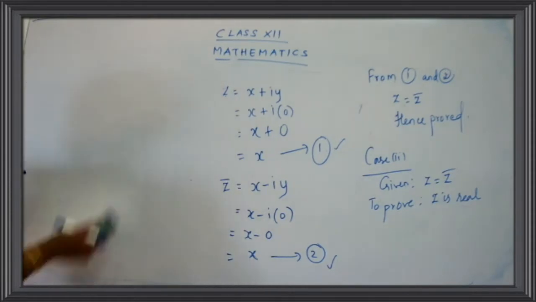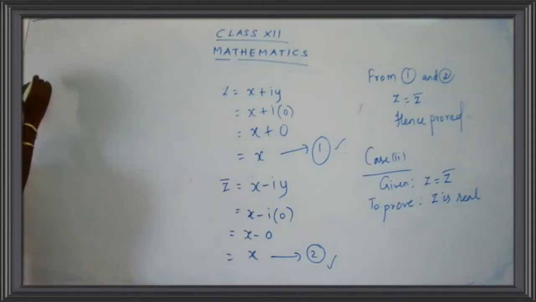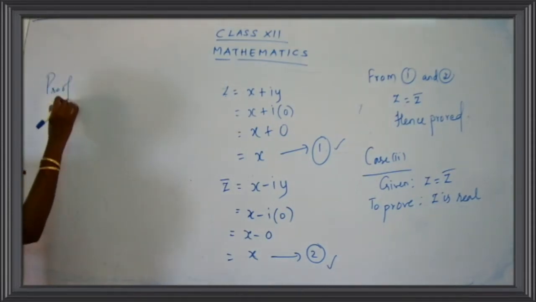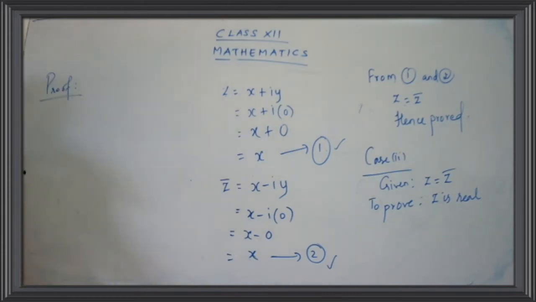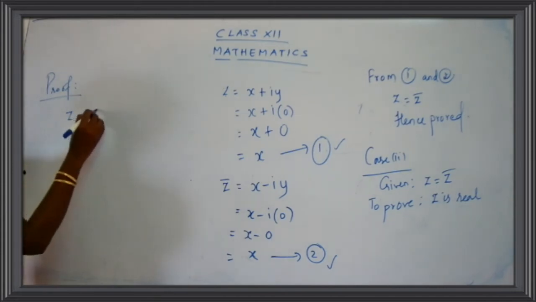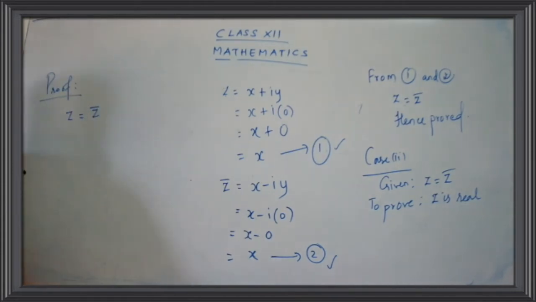Give the heading, proof. Okay. So what is given to us, children? Z is equal to Z bar. So write down here, Z is equal to Z bar. What is the value for Z? Yes, good. X plus iY.